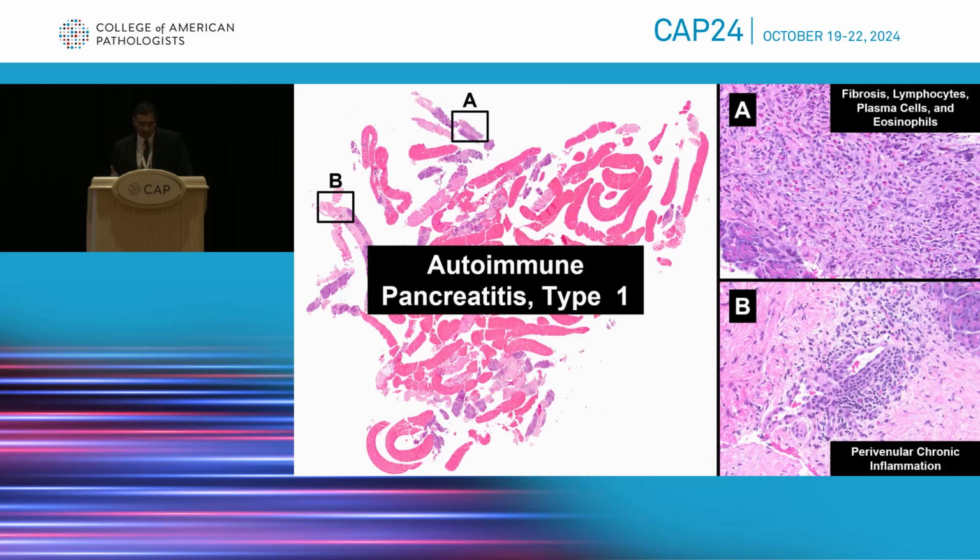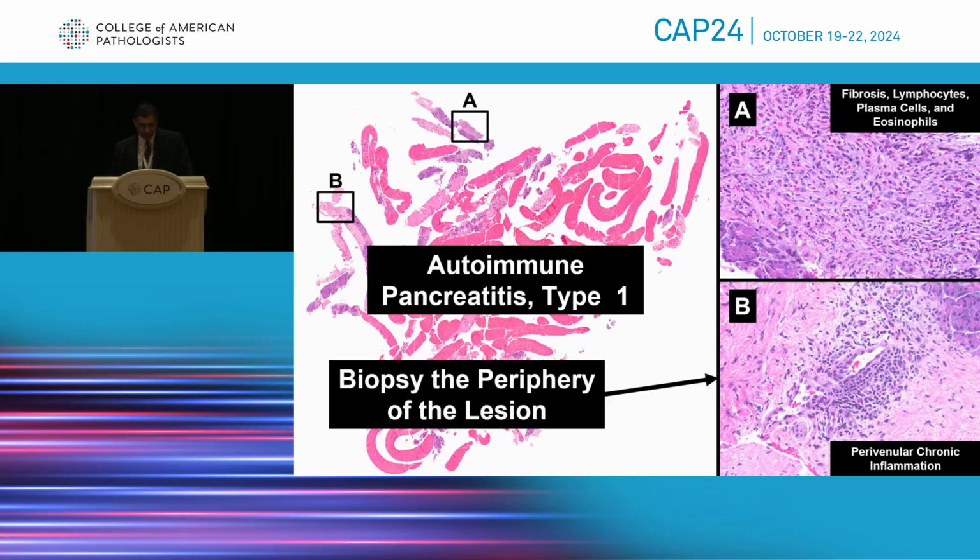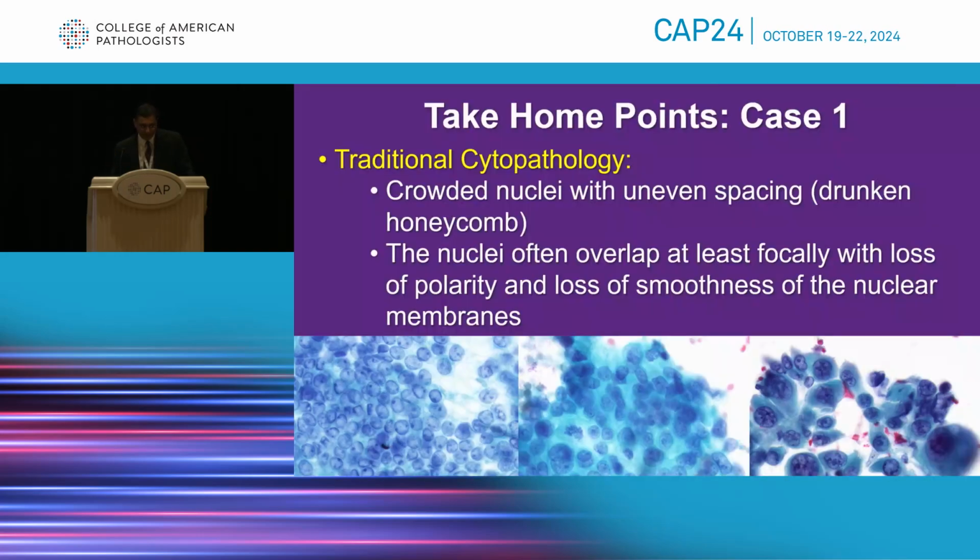Moreover, when guiding clinicians in the setting of potential AIP, I always ask them to sample the periphery of the pancreatic lesion, as that's the best place to identify venulitis to aid in the diagnosis. So when you do have a clinician that's there, maybe even doing a ROSE, and they are questioning AIP type 1, make sure they sample the periphery of the lesion, not just the heart of the lesion itself, because that's where you're going to pick up that venulitis.